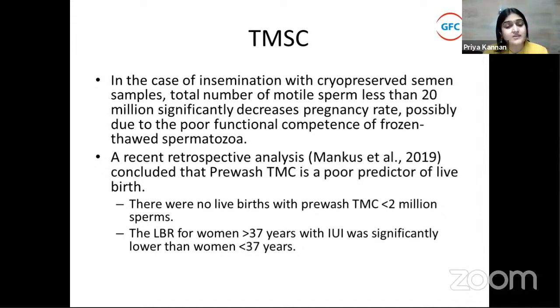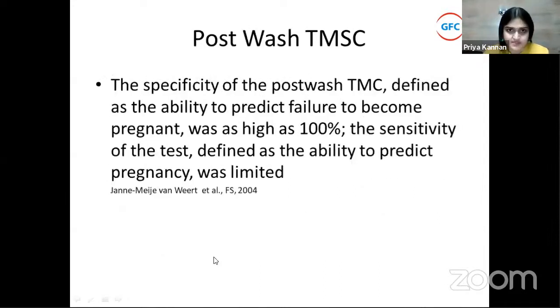In a recent retrospective analysis by Mankes et al. in 2019, they concluded that the pre-wash TMC was a poor predictor of live birth. There were no live births when the pre-wash total motile count was less than 2 million sperms. And live births for women more than 37 years with IUI was significantly lower than in women less than 37 years. That is about the pre-wash, that is before you process the semen sample.